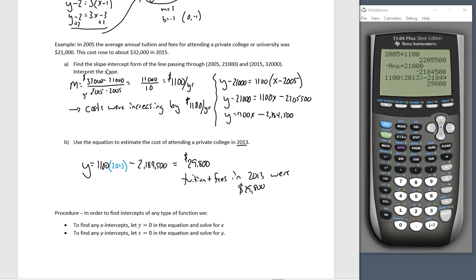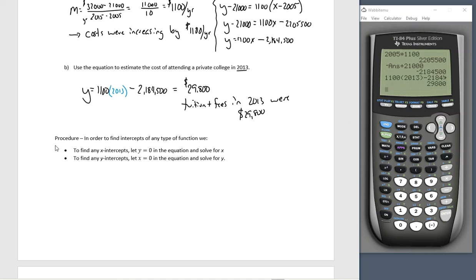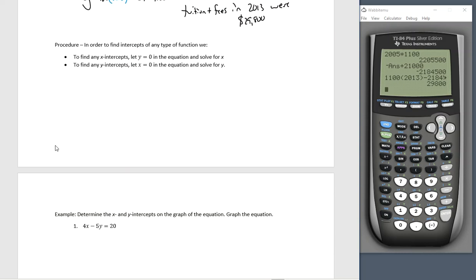I'm going to go back real quick. Find the slope-intercept form of the line passing through. Okay. Interpret the slope. I did that right away. Use the equation to estimate the cost of attending in 2013. Okay, it looks like we've answered all the parts of this, so let's move on.